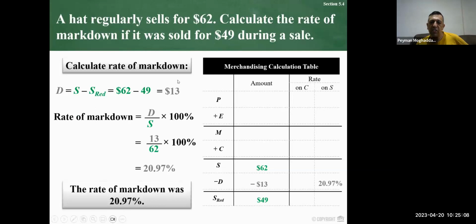Okay, so always calculate the rate of markdown based on the selling price, unless they tell you to find the rate of markdown on the cost, which I don't see any question like that. So always when they ask you for rate of markdown, you need to find it based on selling price. Okay.